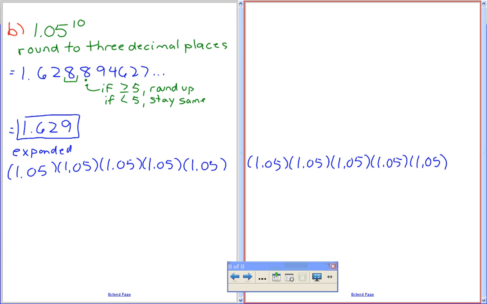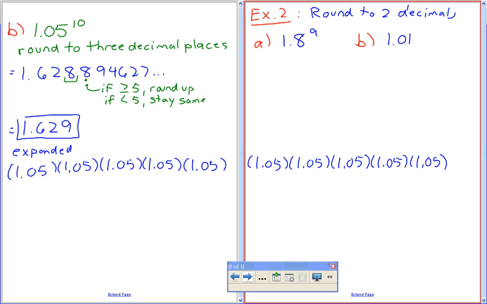I'm going to do one without just to do the calculation, and I want everyone to round this to 2 decimal places. If you can do this for me. So for example 2, I'll say round to 2 decimal places. Letter A is going to be 1.8 to the 9, and letter B is going to be 1.01 to the 1001. Oh, goodness gracious me.